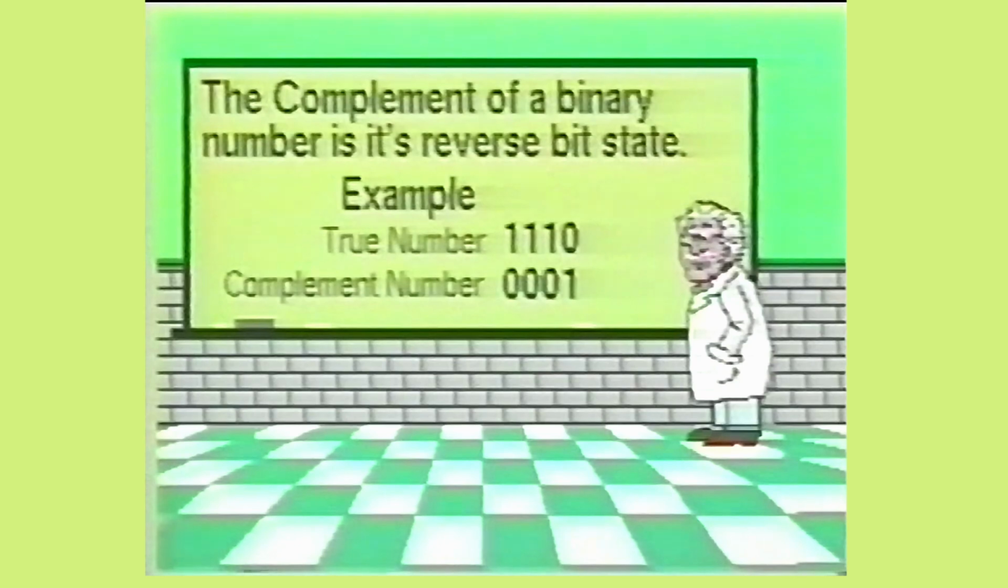We will now pause for a short review of the material just discussed. The complement of a binary number is its reverse bit status. For example, the complement of 1110 would be 0001.